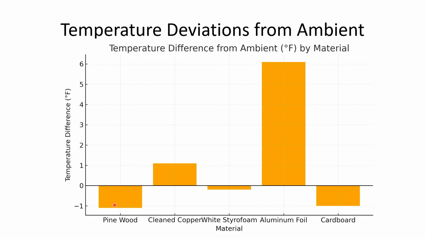This graph shows the deviation of the measured temperature from the room temperature. Pine wood was a little bit below. The clean copper was a little bit above. Styrofoam about right on. And then the aluminum foil gave a much higher reading, about 6 degrees higher than what we would expect. And I'll talk a little bit more about why that is. And the cardboard was slightly lower. So everything but the aluminum foil would be considered a reasonable reading.